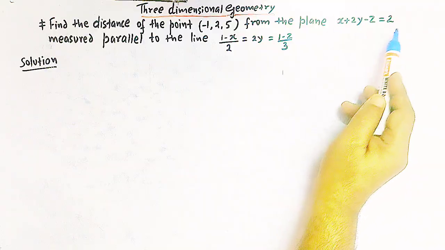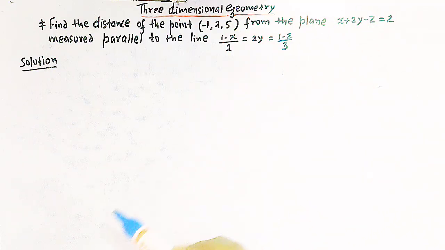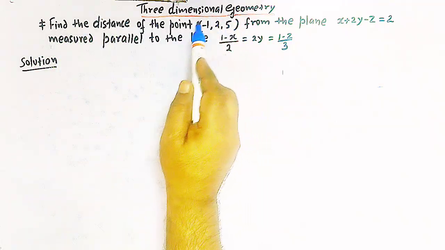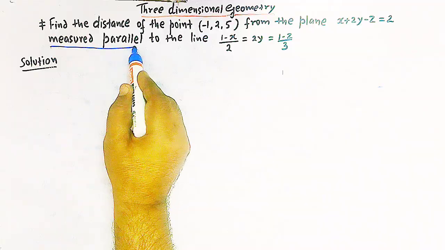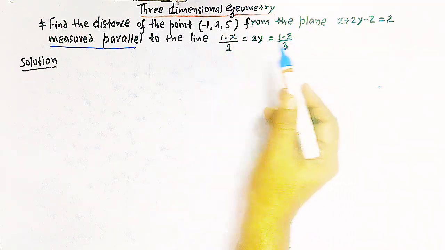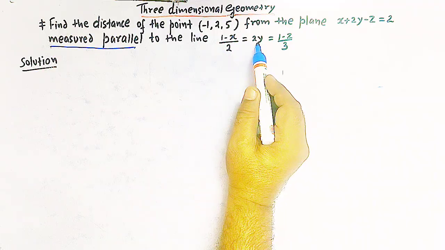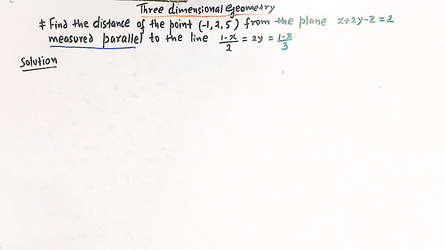Here the Cartesian equation of the plane is given in the form ax + by + cz + d = 0, and we have to find the distance of this point from this plane measured parallel to the line whose equation in symmetric form is given as (1 - x)/2 = 2y = (1 - z)/3, right?